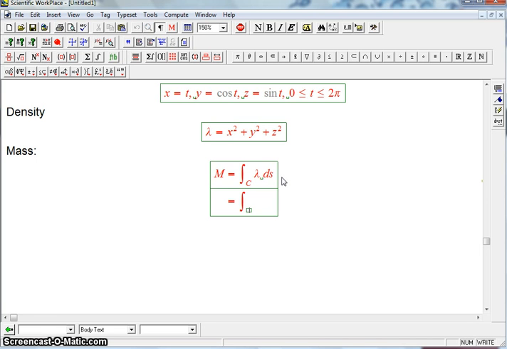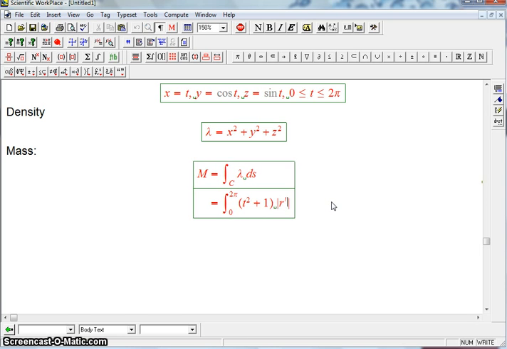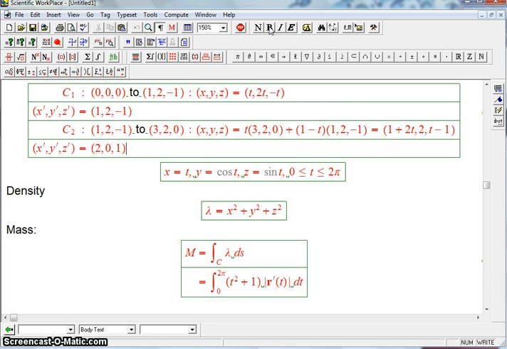But now we've got to parameterize that. Well, they've given us the parameterization. That's actually nice. Lambda is x squared plus y squared plus z squared, so we'll put that in. And one thing people were missing is cosine squared plus sine squared is 1, so that's actually not too bad at all. And then ds, that is the magnitude of r prime of t, make sure we know that's a vector, times dt.